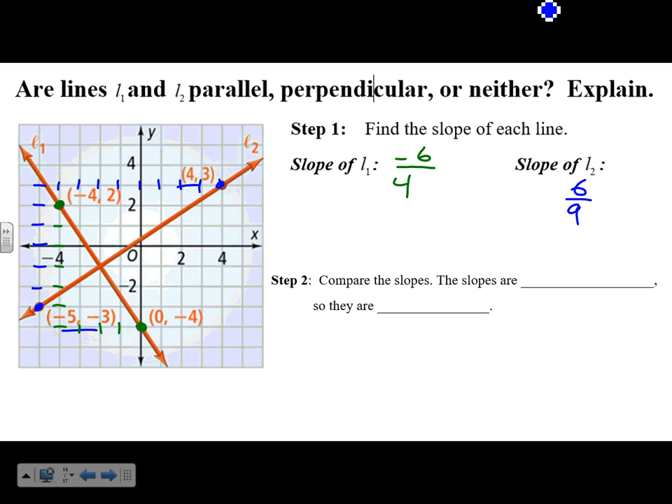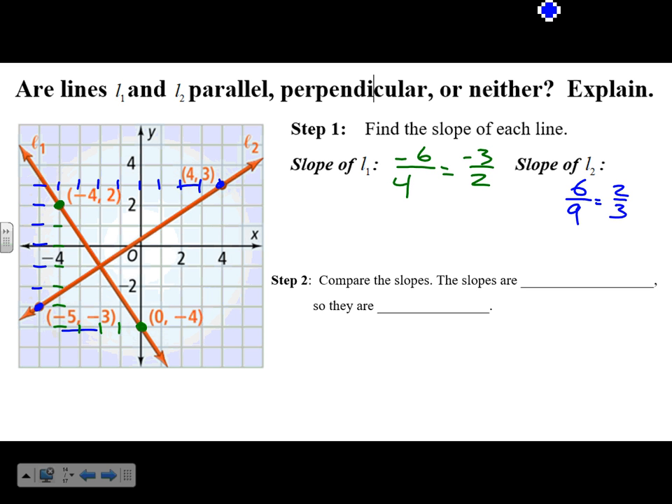So before you do anything else, before we can see if they are parallel or perpendicular, make sure you reduce these slopes, because a lot of people, sometimes they'll be parallel and they won't realize it because they didn't reduce. So if I divide both of these by 2, it's -3 over 2. And then this other one, if I divide both by 3, it's 2 over 3.